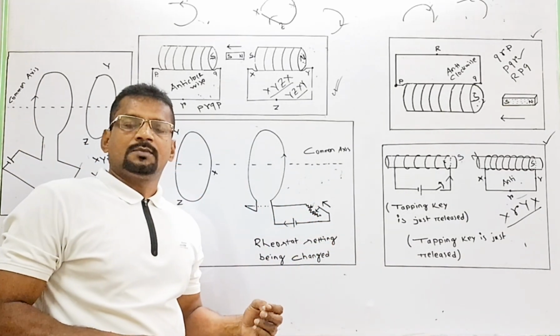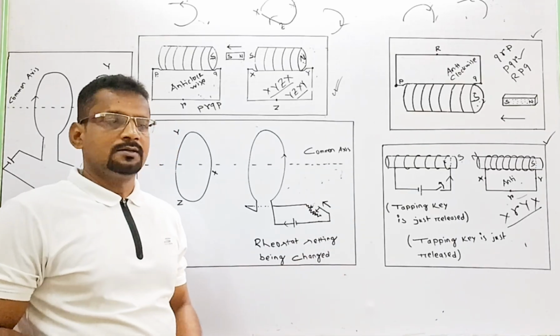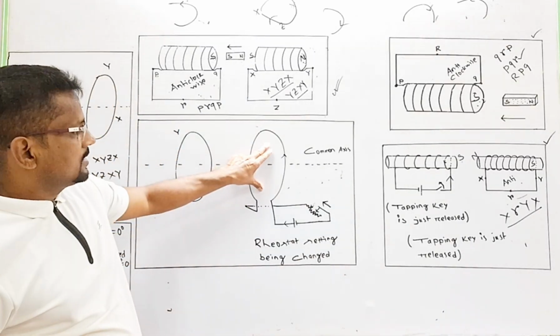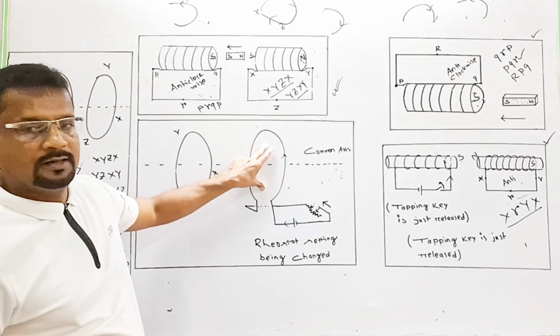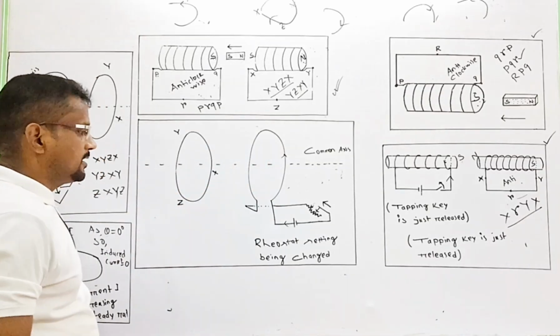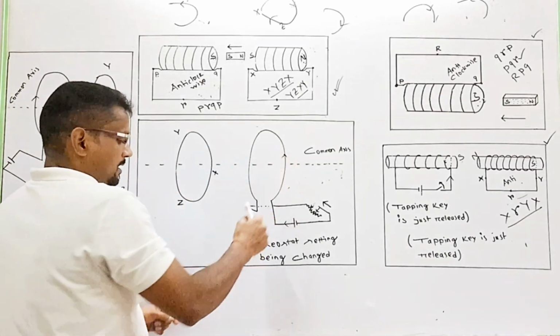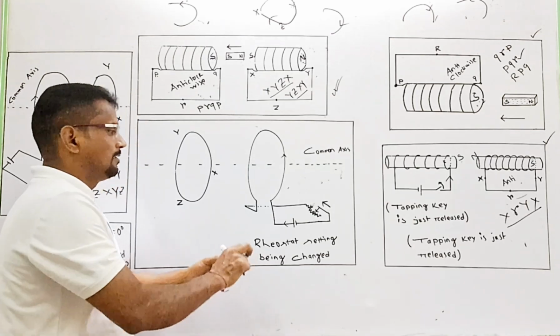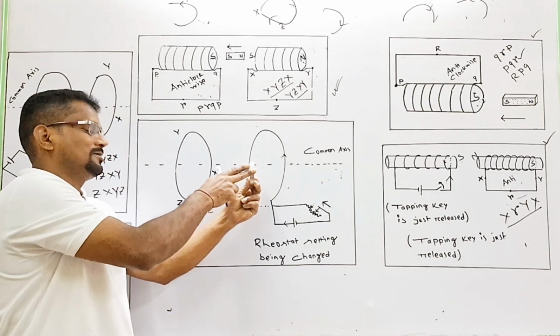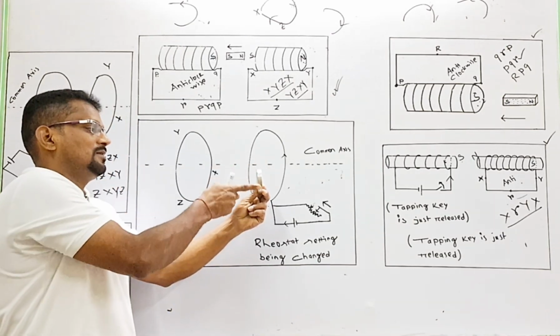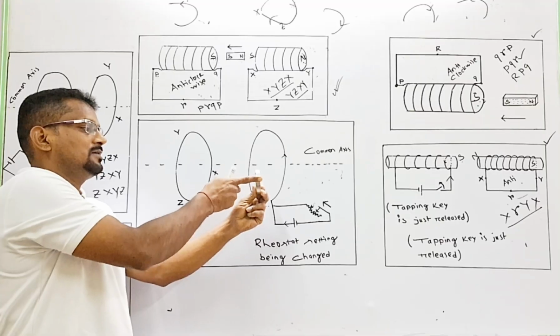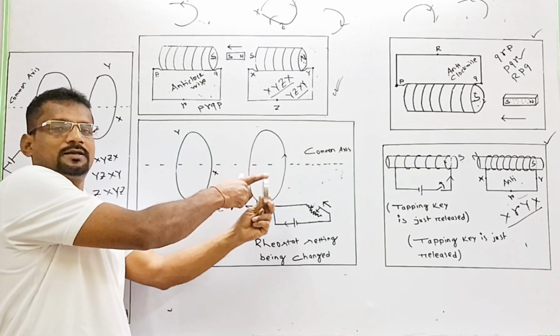So resistance is decreasing. It means current is increasing. So in this case, current is increasing. And the direction of current is this. And this is the coil. Say this is your outer side. This is the coil. So this is the direction of the coil. It is anti-clockwise. So current is increasing in the anti-clockwise direction.